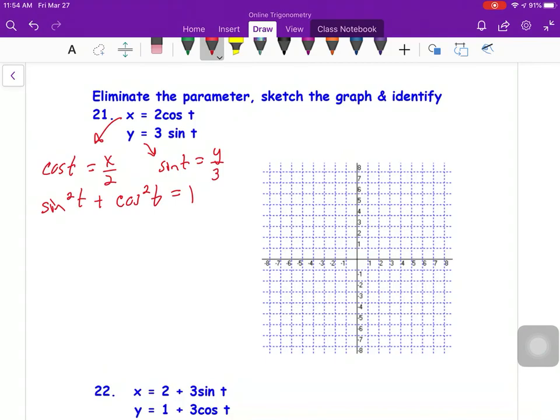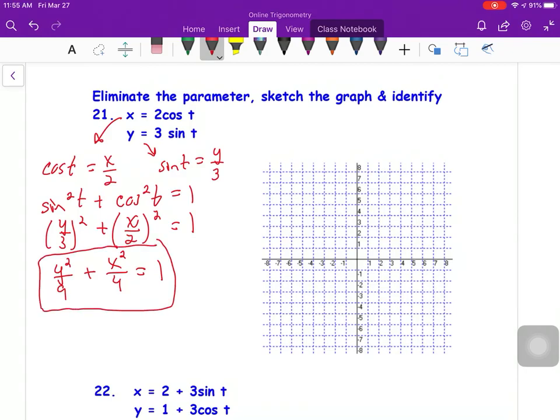And now we're going to replace the sine of t with what it's equal to. So the sine of t is equal to y over 3. So we have y over 3 squared plus the cosine, x over 2, squared equals 1. And we haven't eliminated the parameter yet because we haven't written it in the proper form. So I'll square this: y squared over 9 plus x squared over 4 equals 1. And this would be considered the answer.